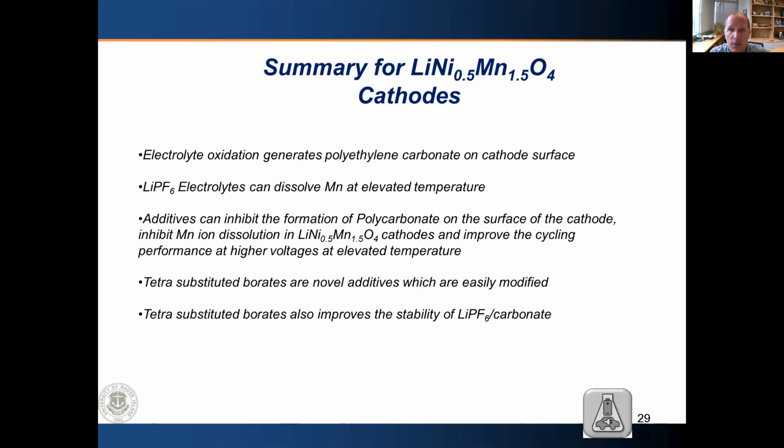So the summary for this section of the talk is that for these lithium nickel manganese oxide cathodes, electrolyte oxidation generates polycarbonate on the surface of the cathode film at high potentials. The LiPF6 based electrolytes can dissolve manganese at these elevated temperatures and etch, or corrode, the surface of the lithium nickel manganese oxide cathode. The additives can inhibit the formation of the polycarbonate on the surface of the cathode and also inhibit manganese dissolution. The lithium nickel manganese oxide cathodes improve both the cycling performance at higher voltage and elevated temperatures.